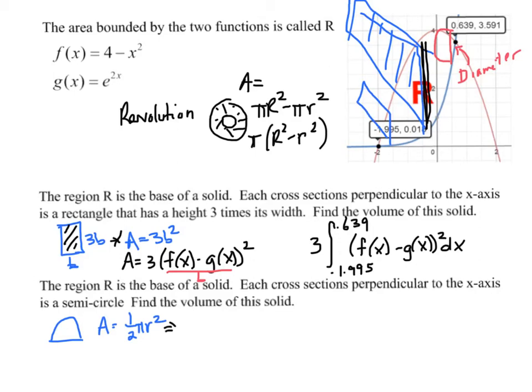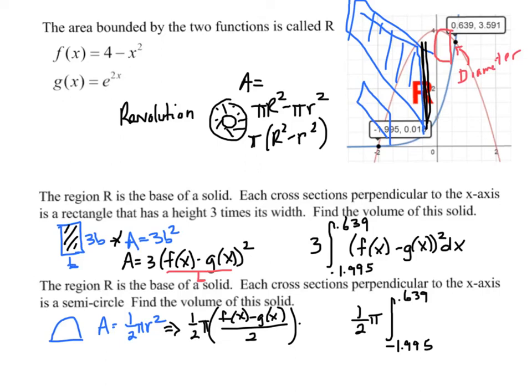So I've got 1/2 pi times the difference between the functions. That's the diameter, and I divide it by 2. So I'm going to integrate this to get the volume. So bring that constant out front. And I'm going to have the radius squared inside here.